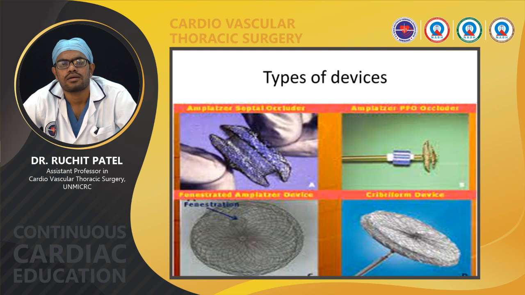Devices available right now may be of septal occluder type. There may be cribriform devices. In cases of higher PVR, we can use these fenestrated devices, and in cases of PFO, septal occluders of smaller size are also available.